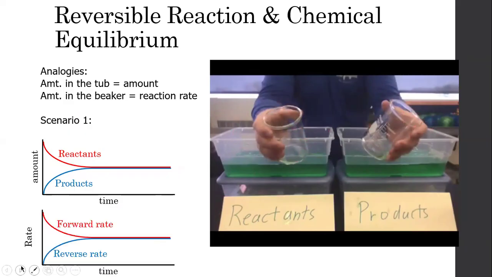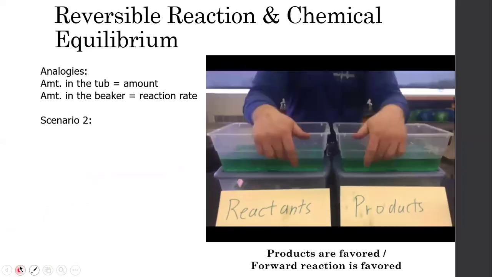If we look at the rate of the reaction, we could see that initially it was the forward rate which was greater and the reverse rate was slow at the start. However, it came to a point when the amount of water in the beakers was already equal. It came to a point in the reaction wherein the forward and reverse rates have already been equal. And we say that that's chemical equilibrium.